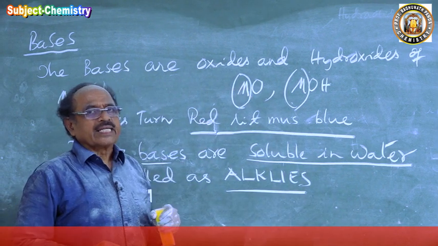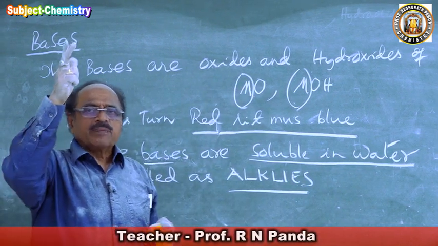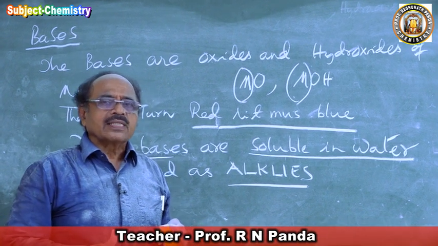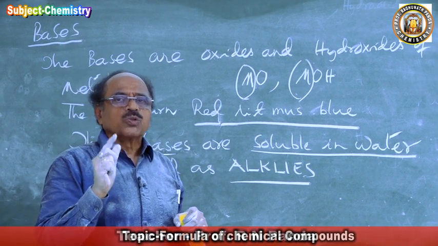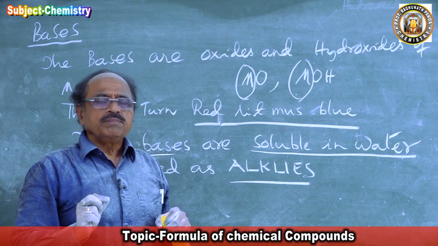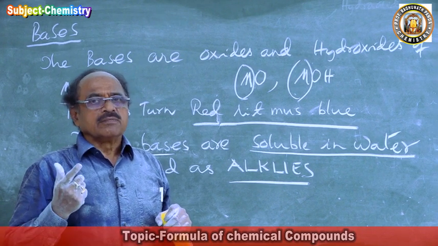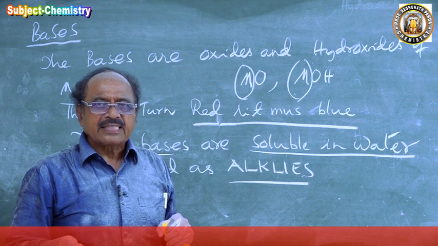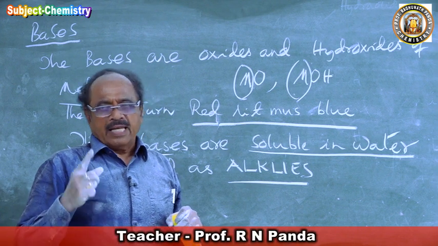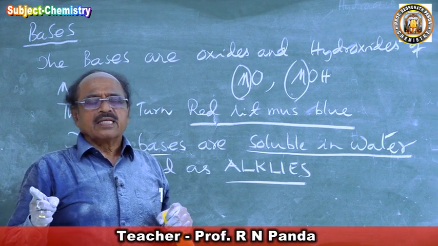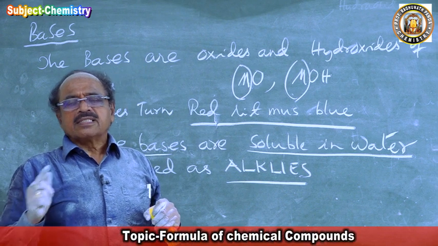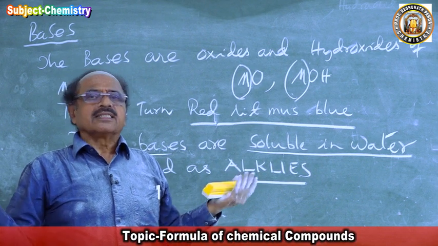If you go to the periodic table, the elements belonging to group 1A are lithium, sodium, potassium, rubidium, and cesium. What radical do they form? Li plus, Na plus, K plus, Rb plus, Cs plus.